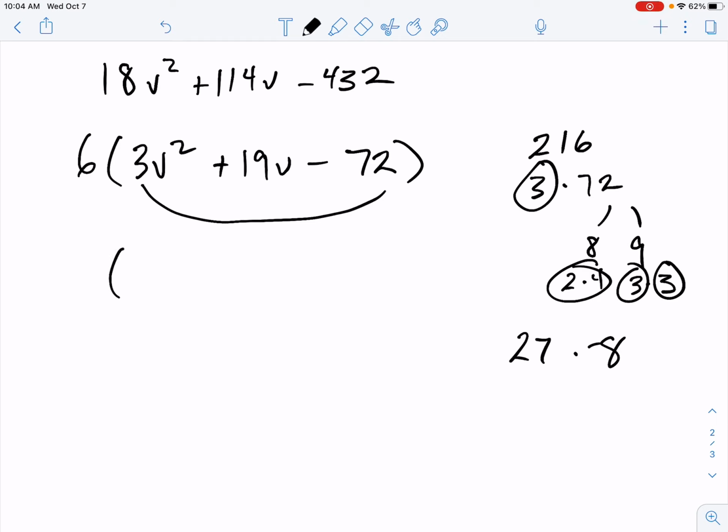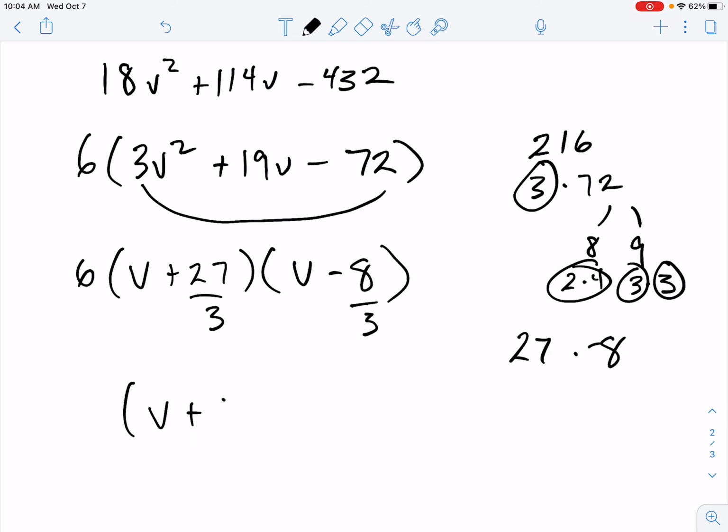So I've got v plus 27 and v minus 8 divided by the leading coefficient. Oh, don't forget your GCF up front. It's 3. If it simplifies, go ahead and simplify. v plus 9. And if it doesn't simplify, bottom number goes first. It gets the letter.